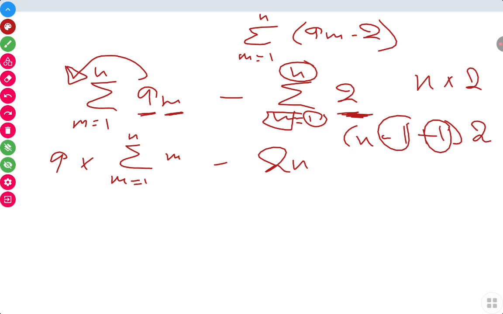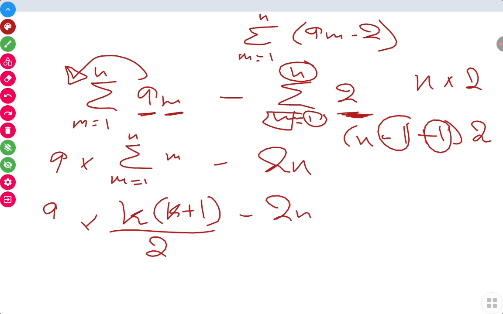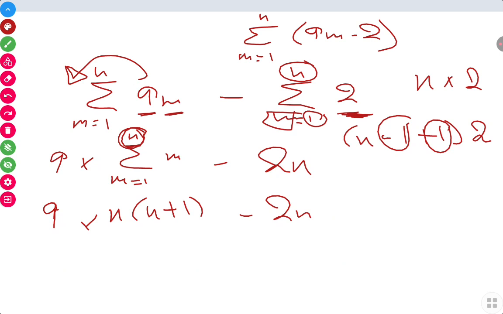Okay, and they told us in the question that sigma of m, from m equals 1 to k, is equal to k times k plus 1 over 2. Okay, now k, we said, is the number on top, so always replace k with the number on top when they give you an equation like this. So replace k, the variable on top is n, so replace k with n, it becomes n times n plus 1 over 2.